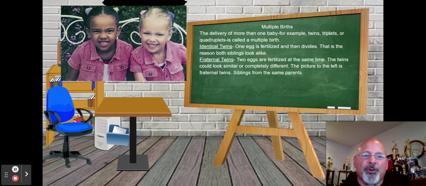First of all, multiple births are more than one baby. For example, twins, triplets, or quadruplets are called multiple births. With identical twins, one egg is fertilized, then divides. That is the reason both siblings look alike. With fraternal twins, two eggs are fertilized at the same time. The twins could look familiar or completely different.